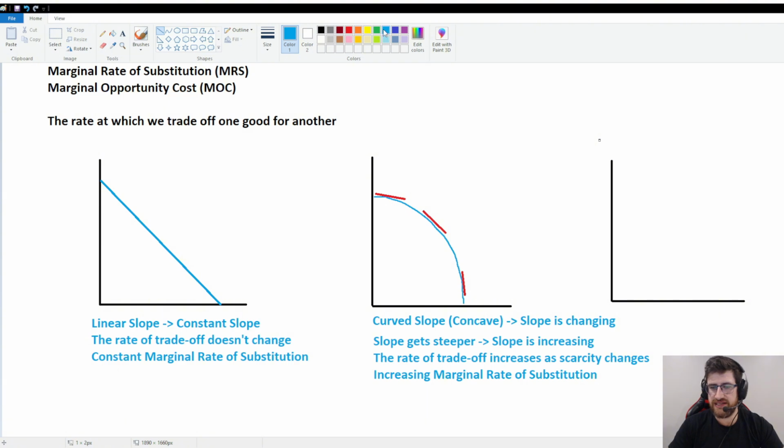A decreasing marginal rate of substitution would look something like this. It would be convex, meaning it goes like that. Without getting too much into mathematics here, the problem is this is what's called an asymptotic function, meaning it's never going to hit zero. It's going to get really, really close, but it's just going to keep getting smaller and smaller.